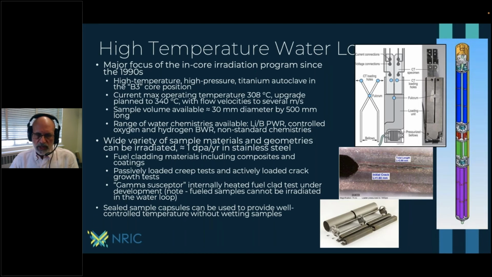We can also use the water loop if people need to irradiate samples at lower temperatures or very closely controlled temperatures, in the 350 C range, by putting those samples into the water loop in sealed capsules so that the samples are exposed to the radiation and at the right temperature, but without actual exposure to the coolant itself. Next slide, please.